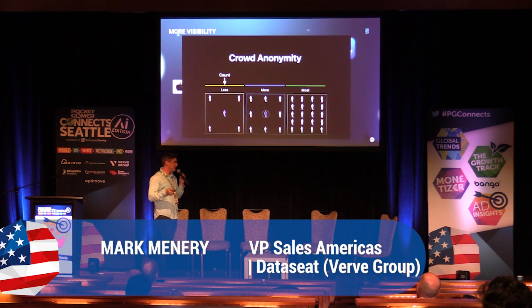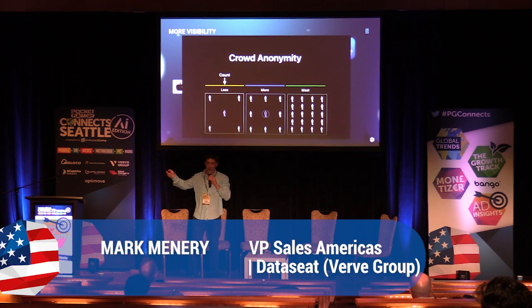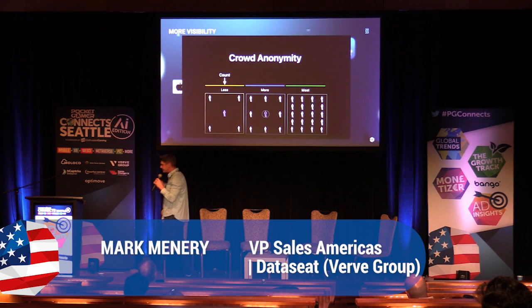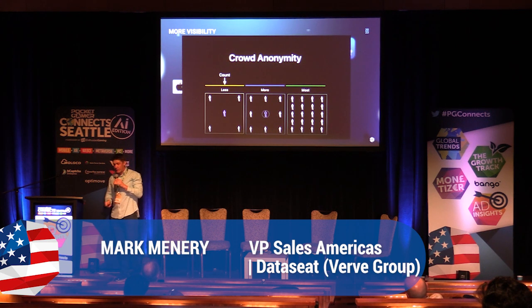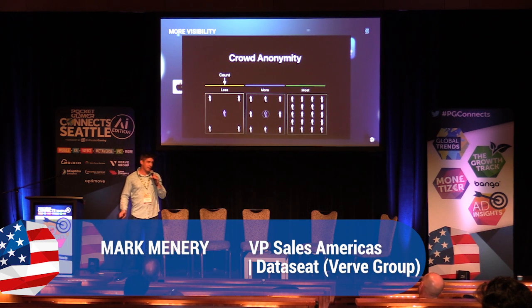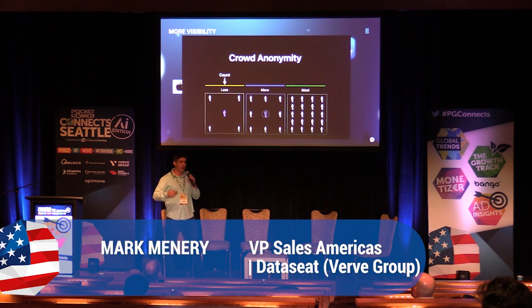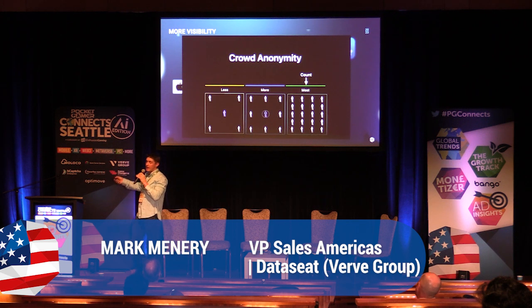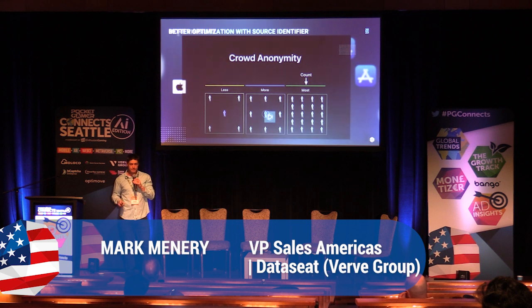Now, crowd anonymity was introduced, and this sort of tiered off privacy thresholds for us, okay? So basically, if you had a low number of crowd anonymity, or less crowd anonymity, you'd get less information back. If you had more, you would get more campaign information, and if you were at the highest level of crowd anonymity, you would get the most information back from Apple.